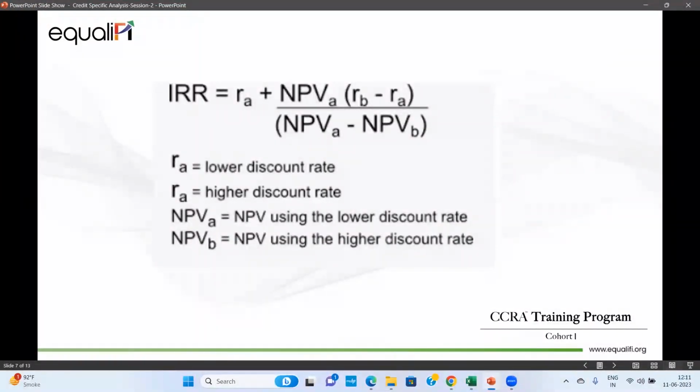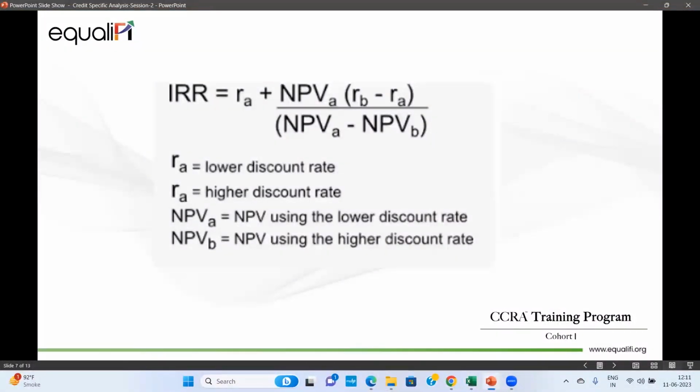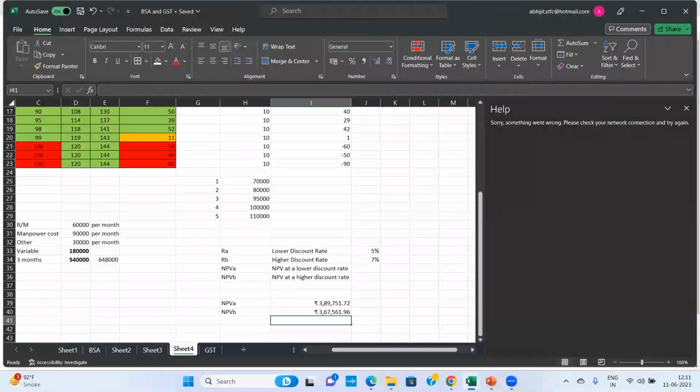Now go back to the formula of IRR. I know RA, I know NPVA, I know RB, I know NPVB. Now find out the IRR. I know RA, RB, NPVA, NPVB. I know the formula. Just put the figures and find out the IRR. It's very simple, Bharat.